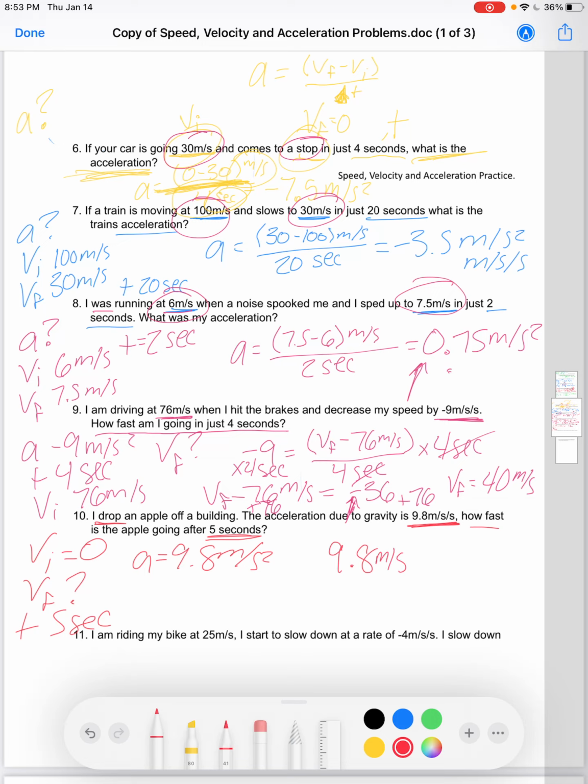So plug that in. Okay, I can multiply the 5 seconds on both sides. And I'm going to get 49 meters per second, because this minus 0 is nothing. So this is just final velocity.